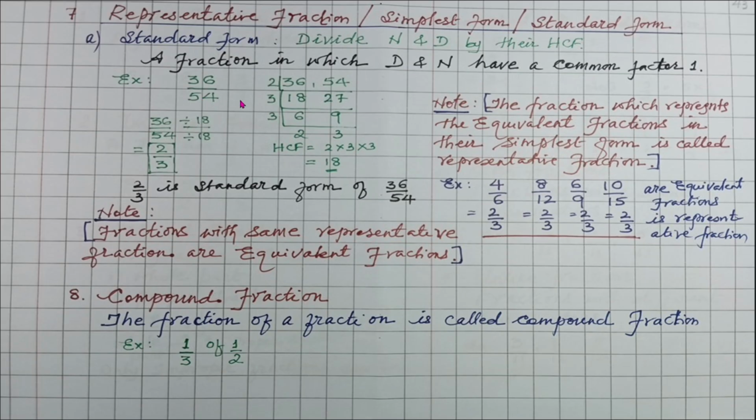Let us take an example. Let us say 36 by 54 is a fraction. 36 is the numerator, 54 is the denominator. The HCF of 36 and 54 is 18. Divide 36 by 18 and 54 by 18, we get 2 by 3. So 2 by 3 is the representative fraction of 36 by 54, or it is the standard form of 36 by 54, or it is the simplest form of 36 by 54.